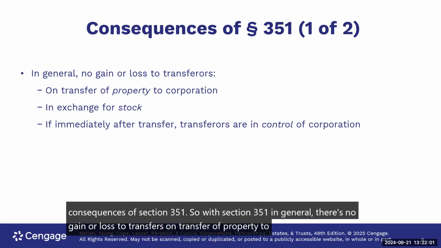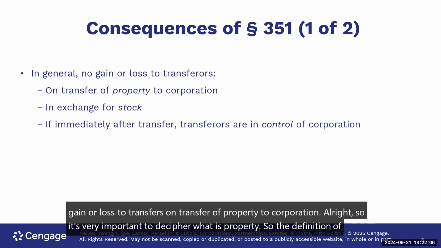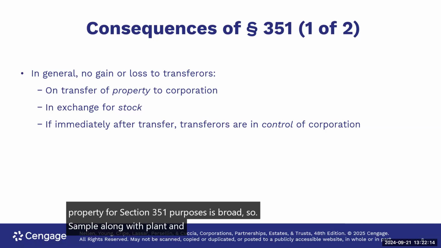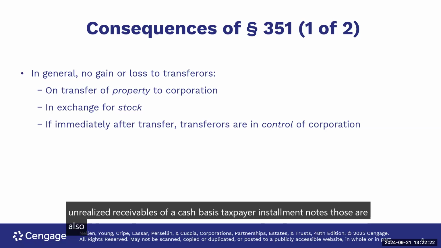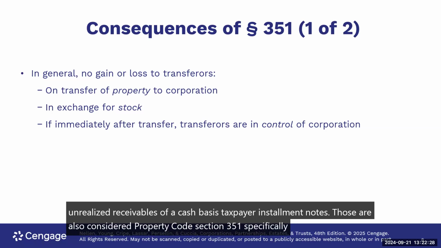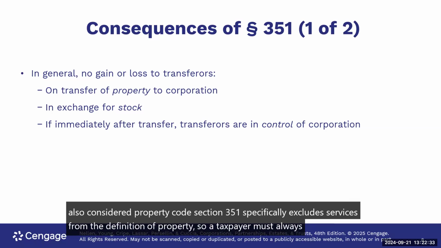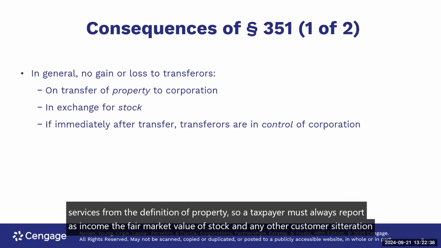All right, so it's very important to decipher what is property. The definition of property for Section 351 purposes is broad. So for example, along with plant and equipment, cash, intangible assets like unrealized receivables of a cash basis taxpayer, and installment notes are also considered property. Code Section 351 specifically excludes services from the definition of property. So a taxpayer must always report as income the fair market value of stock and any other consideration as compensation for services. So just keep that in mind.